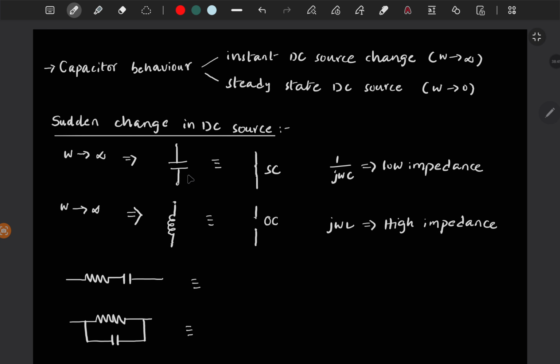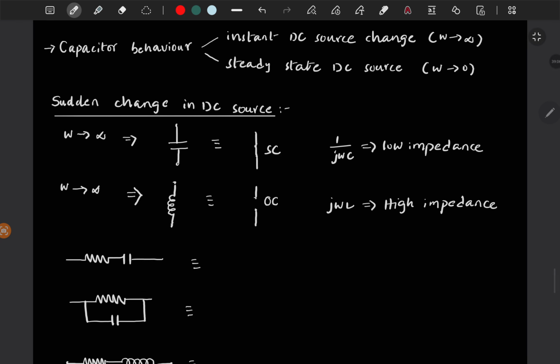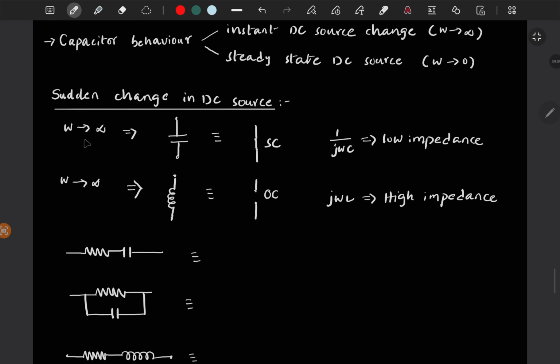So the impedance of the capacitor is 1 by j omega c. If you put omega tends to infinity, then you will get 0. The 0 impedance means it is a pure short circuit. So that's why at t is equal to 0 we replace the capacitor with a short circuit. That is one way to explain, because at that instant we can assume omega tends to infinity.